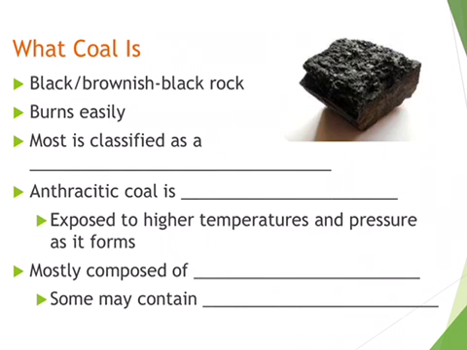Most different types of coal are classified as a sedimentary rock. However, a type of coal called anthracitic coal is a metamorphic rock. And anthracitic coal contains the most energy. It will burn the most efficiently of all the different types of coal. So here it's just important to notice that there are different types of coal.